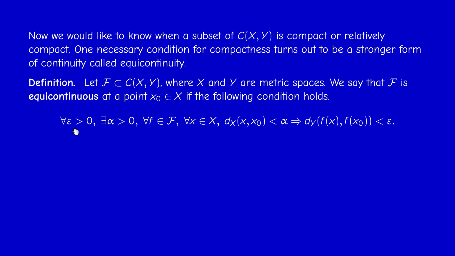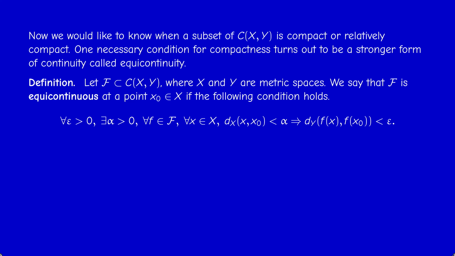For every positive number epsilon, I can find a positive number alpha, such that, pay attention to the order of the quantifiers, for every f in the collection and for every x in the space, if the distance between x and x0 is less than alpha, then the distance between their images under any f in the collection is less than epsilon. So here we find that alpha depends on epsilon and x0, and not on f. So it's a kind of uniform in f, or collection-wise, continuity, if you like.